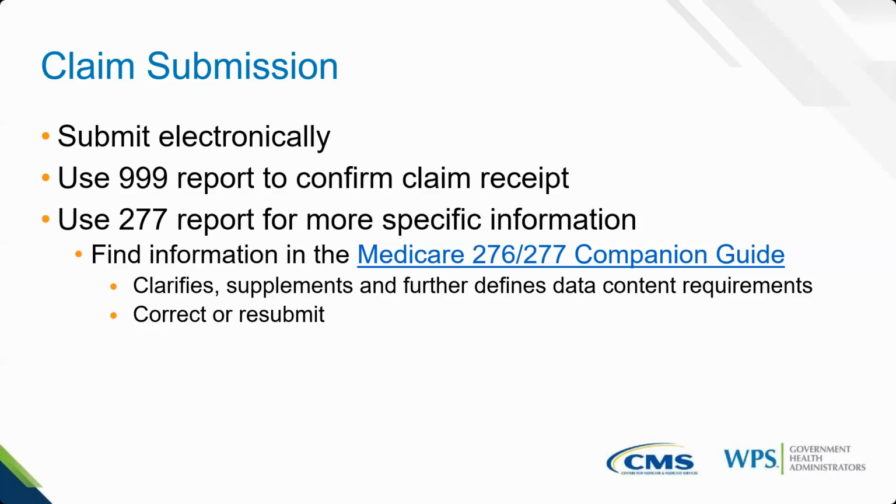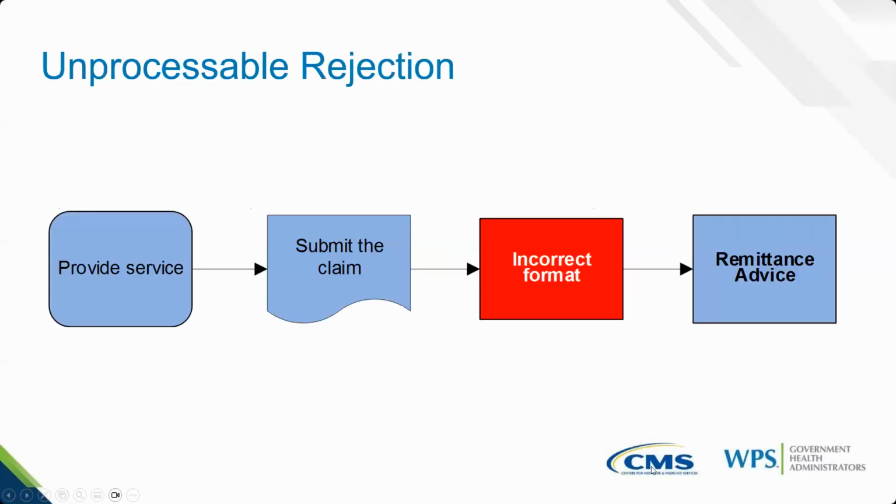Now, our electronic data interchange, or EDI staff, provides helpful information in a companion guide specifically designed to describe the data content requirements for an electronic claim. And I've embedded a link to that here on this slide. So based on these reports, you will know if a batch is rejected and if you need to correct it and resubmit those claims. Here is a simplified graphic that shows what happens to claims that Medicare deems as unprocessable. Unprocessable really means rejection.